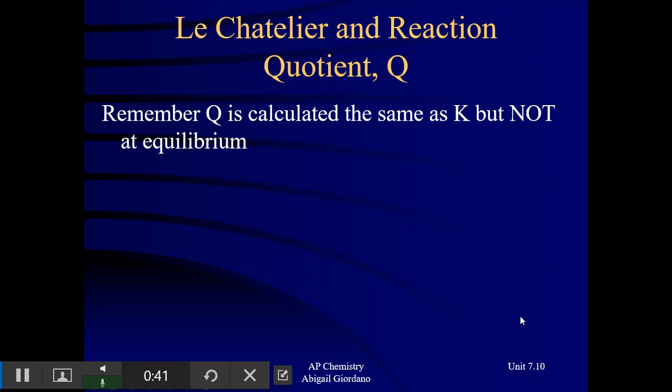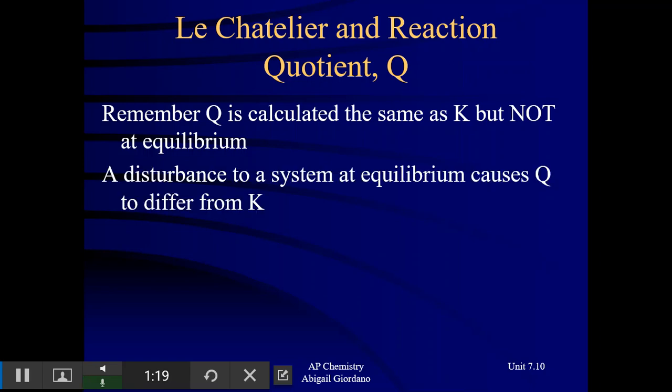So if you'll recall, this reaction quotient Q is calculated the exact same way as K, the equilibrium constant, the only difference being the molarities or the partial pressures involved in that expression are conditions not at equilibrium. But when I say calculated the same way, I mean it's products divided by reactants. It's just that the numbers we would plug in would be numbers not at equilibrium.